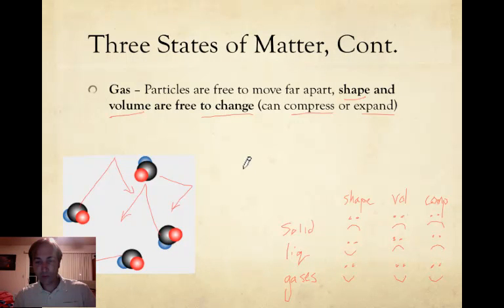Okay, so think of it in terms of freedom. Gases have the most freedom, solids have the least. They're stuck the way they are. Gases have the most, they can move around, change their shape, change their volume. Liquids are somewhere in the middle. Shape can change, volume is still stuck.